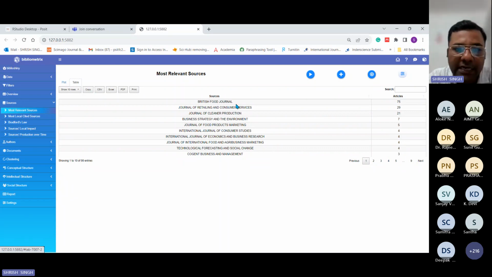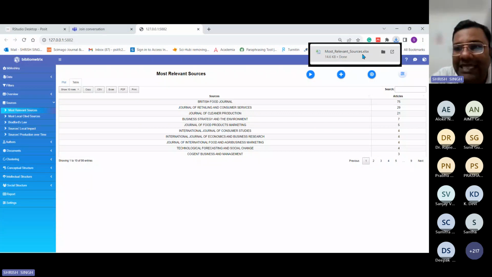So the British Food Journal, in graph, it was clear that the British Food Journal was the most relevant source. In table, it is also clear that British Food Journal is having 75 articles, right? The next is Journal of Retailing and Consumer Services, 29 articles. So what can you do? You can just use this table. How can you export? Here you can see some options: copy, CSV, Excel, PDF, print. So if you want to send this in Excel, you can click on Excel, and it will be just exporting your data in Excel. So you can easily observe that this data has been downloaded here. So most relevant sources has been downloaded here, right? So this is the way how you can download the table.